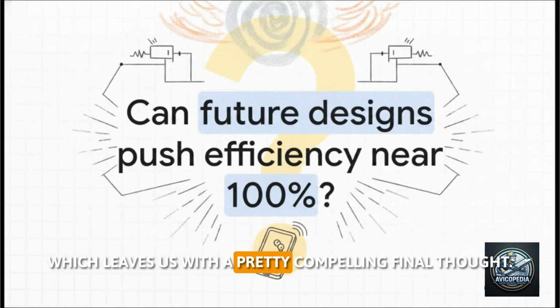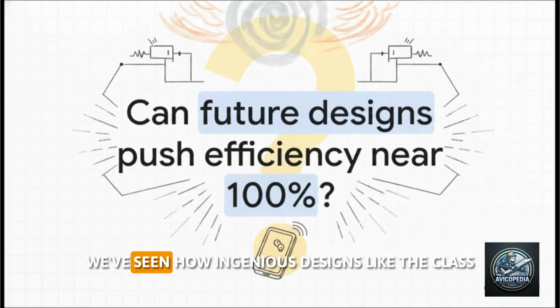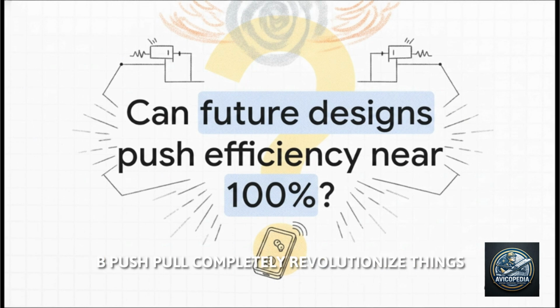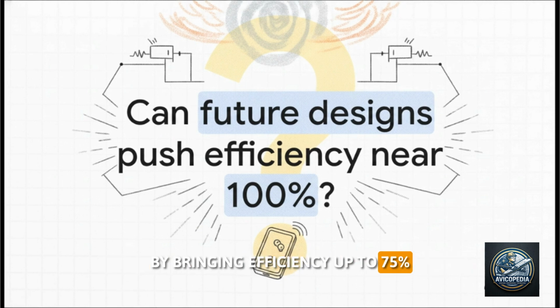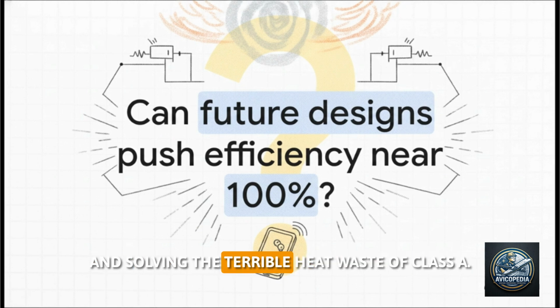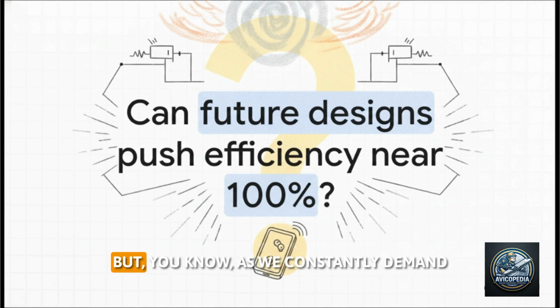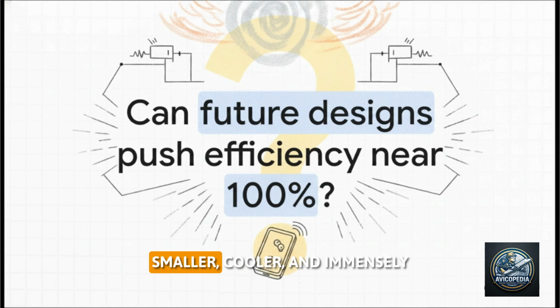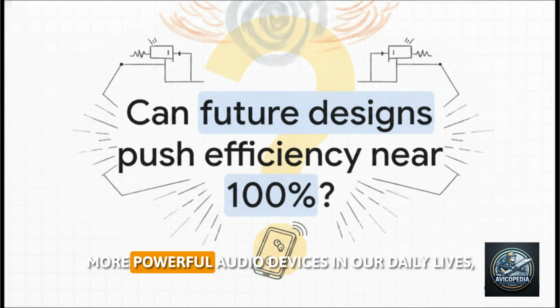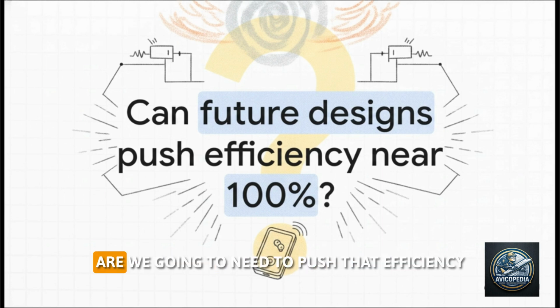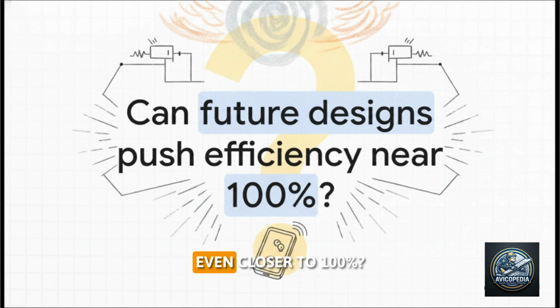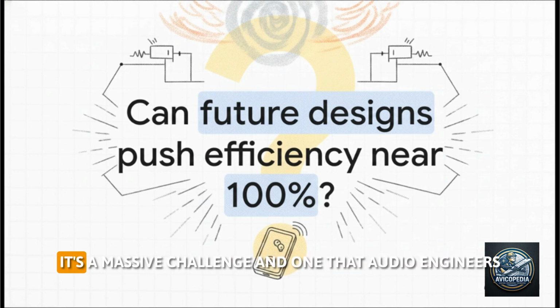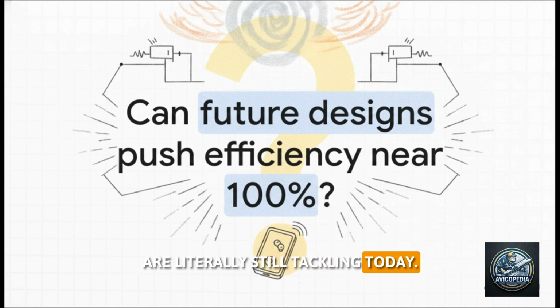Which leaves us with a pretty compelling final thought. We've seen how ingenious designs like the Class B push-pull completely revolutionize things by bringing efficiency up to 75% and solving the terrible heat waste of Class A. But, as we constantly demand smaller, cooler, and immensely more powerful audio devices in our daily lives, what future engineering leaps are we going to need to push that efficiency even closer to 100%? It's a massive challenge, and one that audio engineers are literally still tackling today.